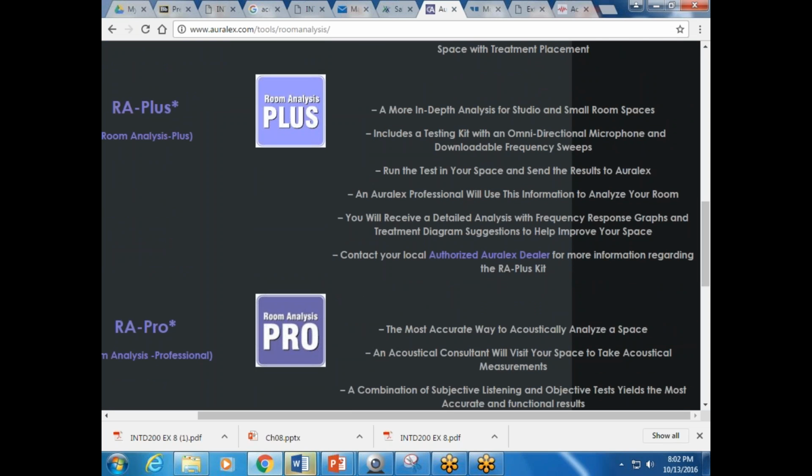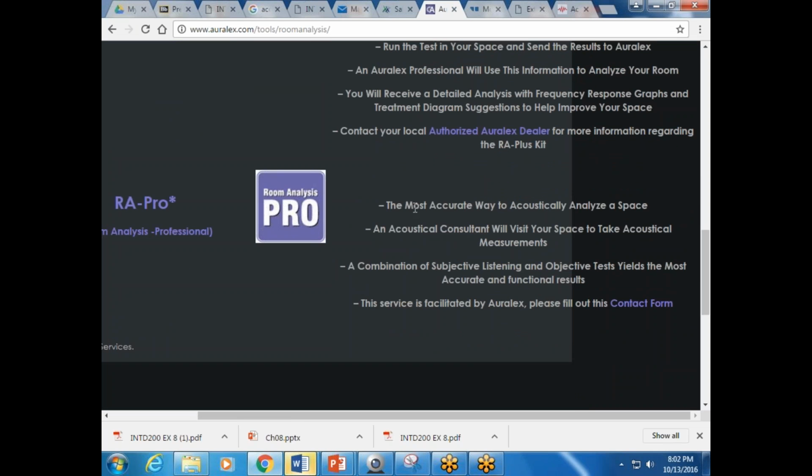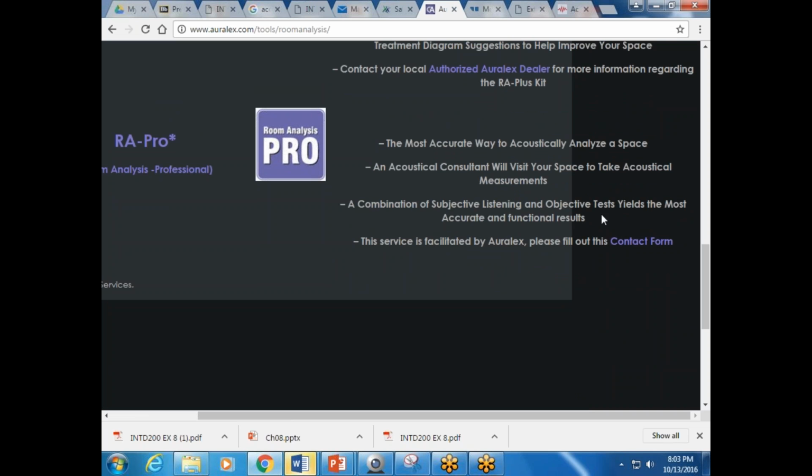And then they have a more in-depth analysis that has testing kit with omnidirectional microphone and downloadable frequency sweeps. So they'll send you part of that kit and you'll run it yourself. Or the most accurate way is to have an acoustical consultant visit the actual space, take the measurements, combination of subjective listening, objective tests that yields the most accurate and functional results.